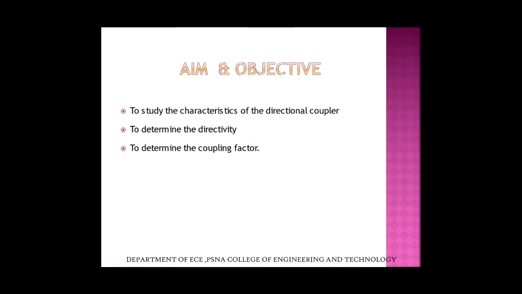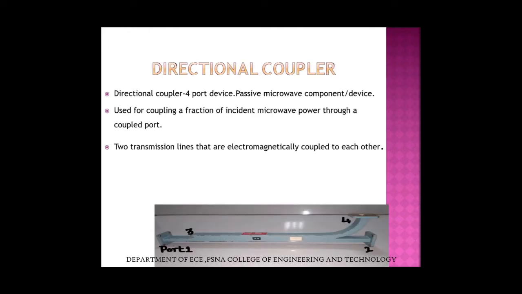The aim and objective of this experiment is to study the characteristics of direction coupler through its parameters called directivity and coupling factor. The direction coupler is assumed as a 4-port passive microwave device or component. It has two transmission lines that are electromagnetically coupled to each other. The direction coupler uses the distributive property of microwave circuits.